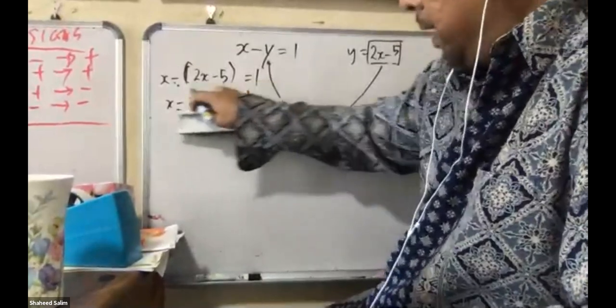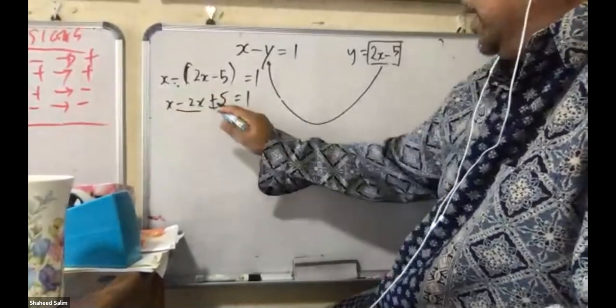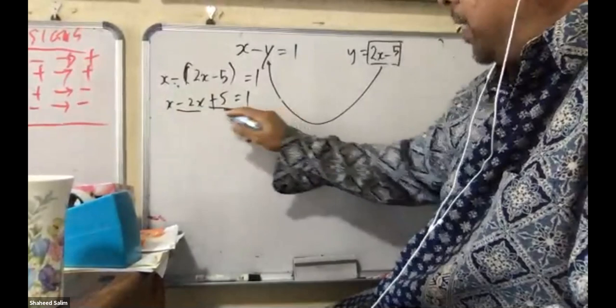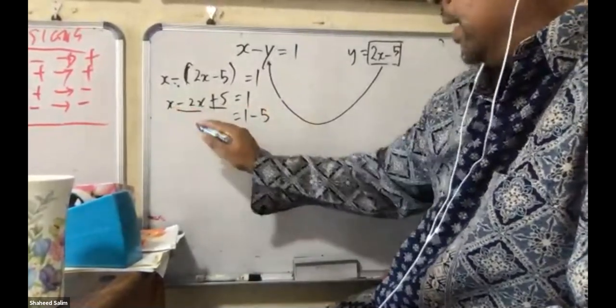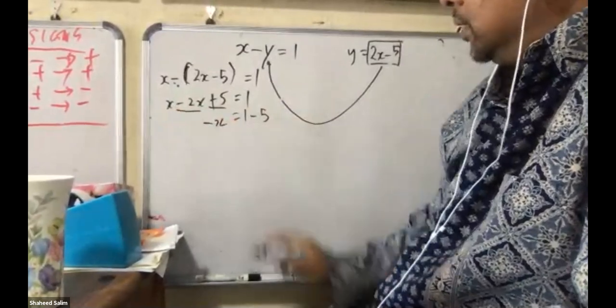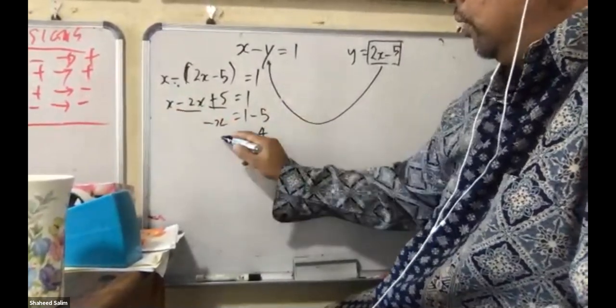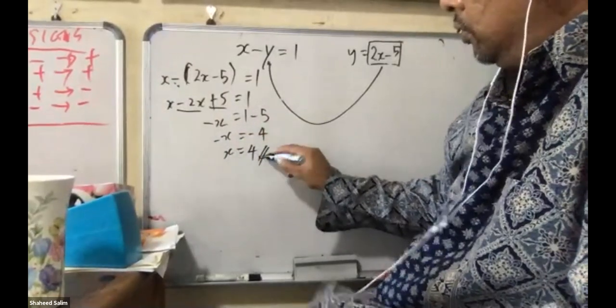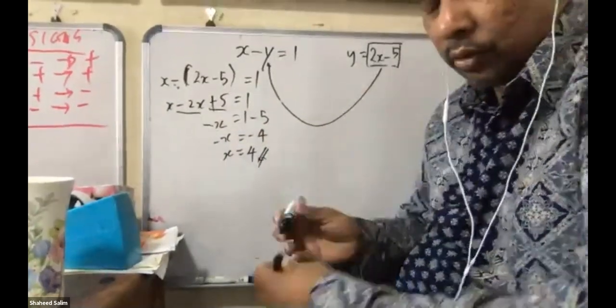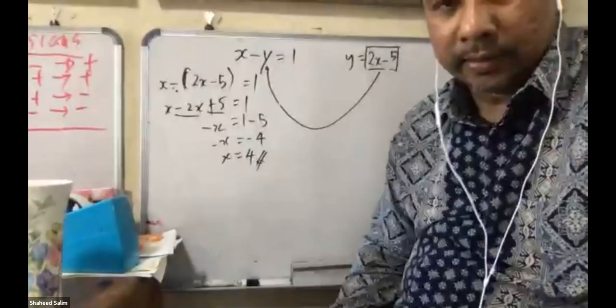So I'm going to expand it now. I already expanded. Bring the minus 5 over, 1 plus 5 becomes minus 5. All right. x minus x minus x equals to minus 4. Minus x equals to minus 4. x equals to 4. Are you confused? Which part are you confused or you're clear?